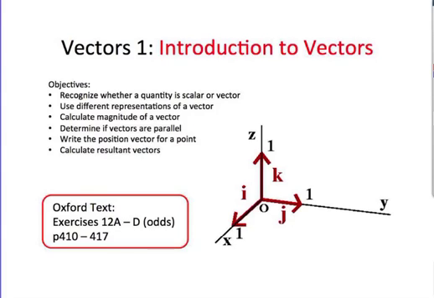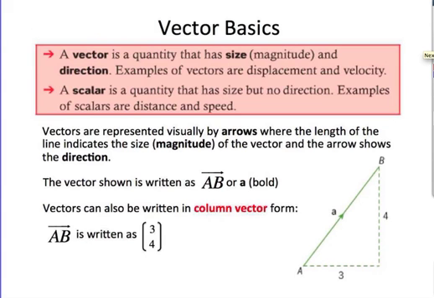So let's just get started. Your first thing here is the vector basis, just understanding what a vector is. A vector is just something that has both size and direction, or magnitude and direction. A lot of things that are vectors or can be represented as vectors are things like displacement and velocity.